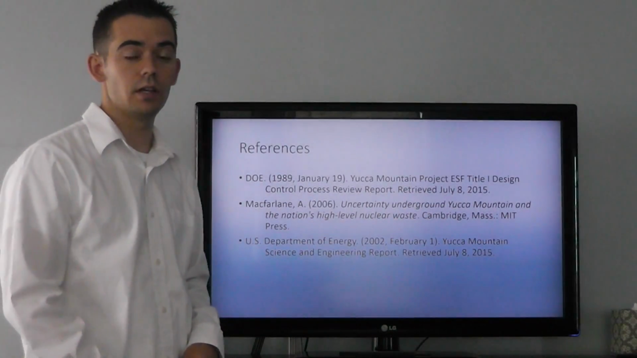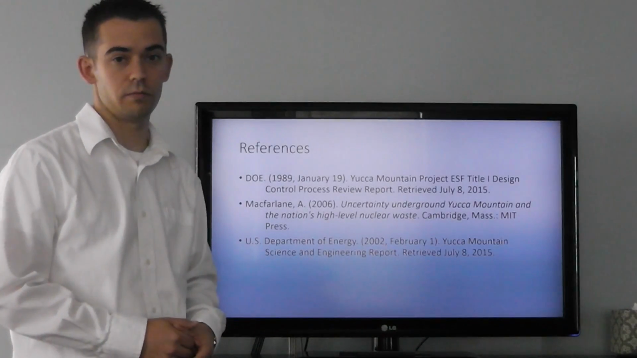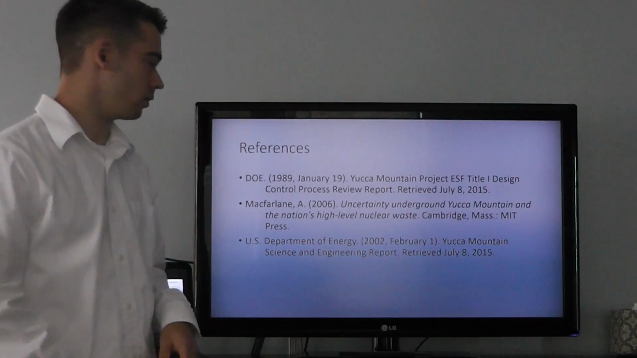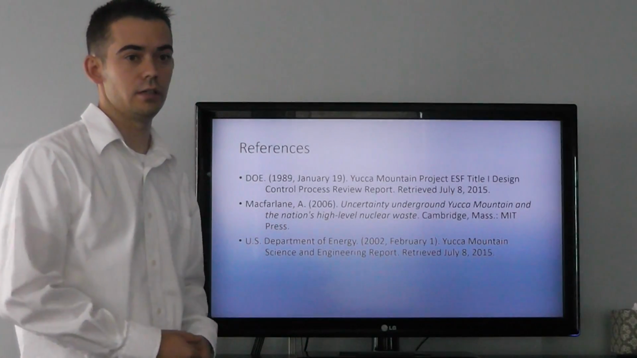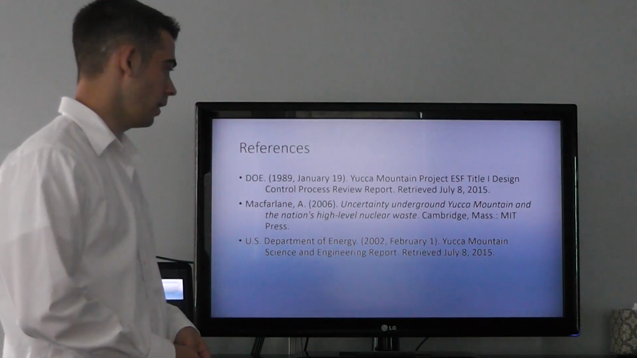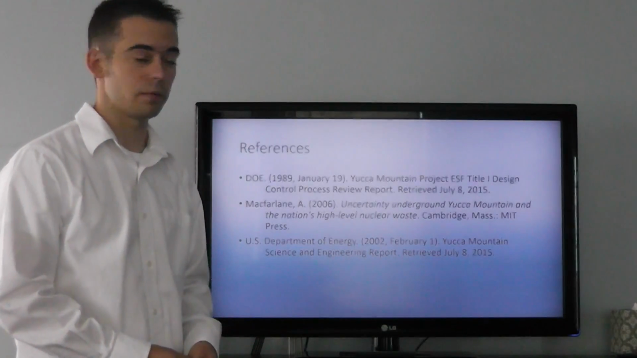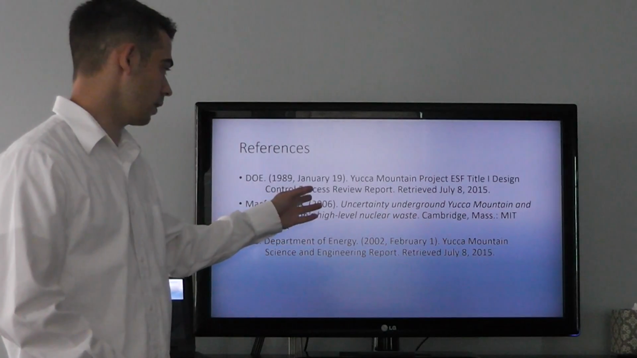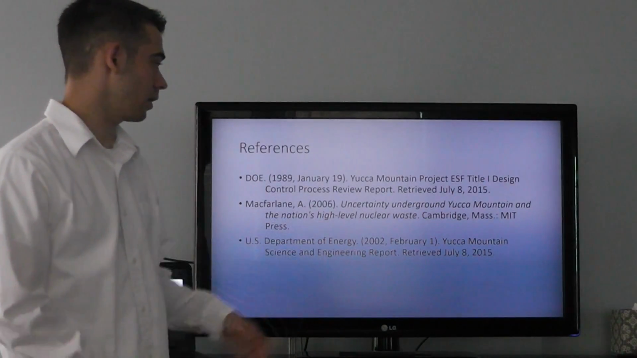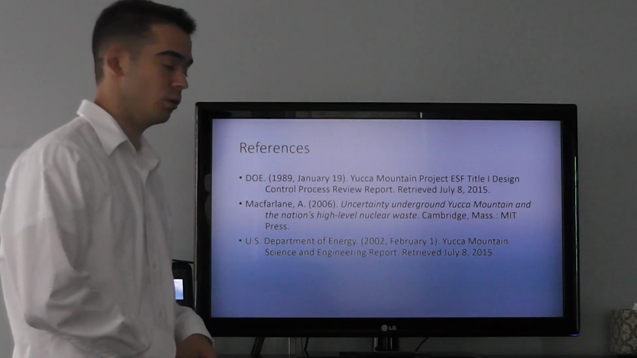My references today for my portion of my report is the Yucca Mountain Project Design Control Process Review Report. This was retrieved online from the NRC website. I got some of my design aspects for my report from there. The next portion is a book that I purchased. It is Uncertainty Underground: Yucca Mountain and the Nation's High-Level Nuclear Waste.